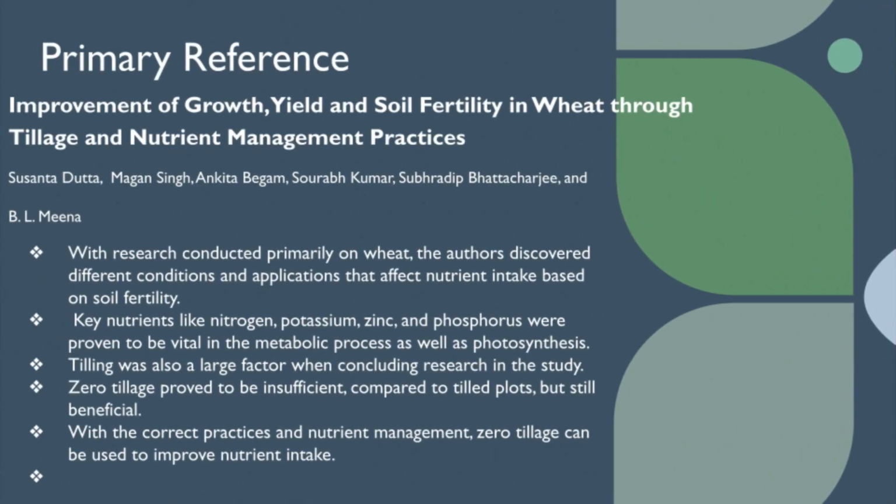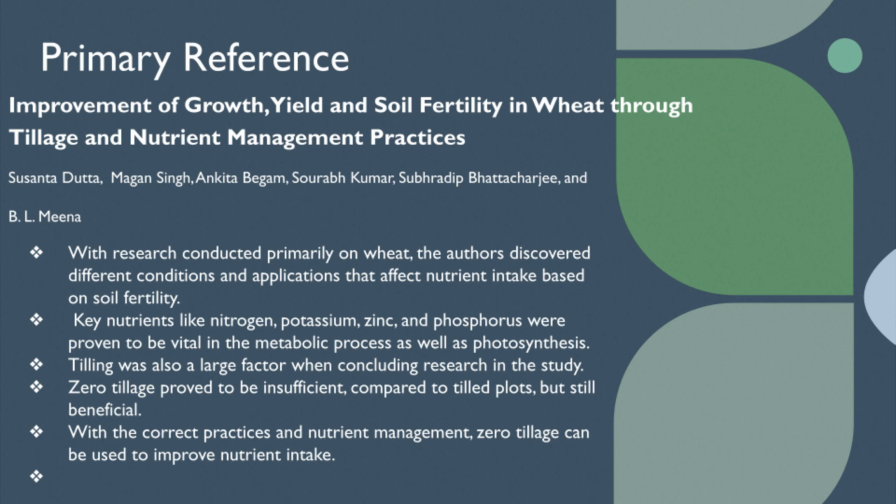The primary reference is titled Improvement of Growth, Yield, and Soil Fertility in Wheat through Tillage and Nutrient Management Practices by various authors. With research conducted primarily on wheat, the authors discovered different conditions and applications that affect nutrient intake based on soil fertility. Key nutrients like nitrogen, potassium, zinc, and phosphorus were proven to be vital in the metabolic process as well as photosynthesis.